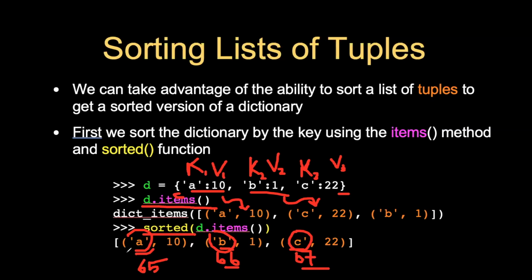This is how you see after sorting, the very first tuple starting with A10 being the very first, and then B1 being the second, C22 being the third, and so on and so forth. So this is sorting a list of tuples.